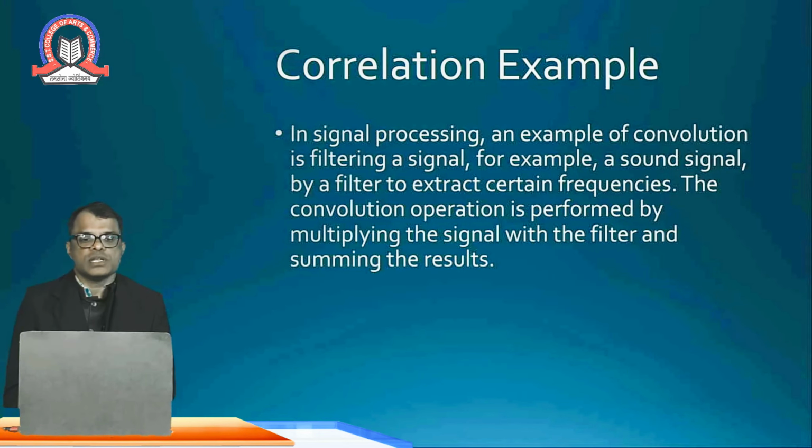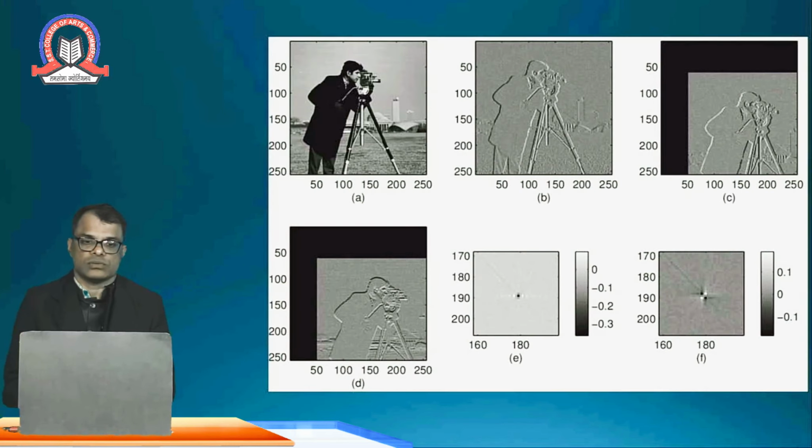In signal processing, an example of convolution is filtering a signal. For example, a sound signal is filtered to extract certain frequencies. The convolution operation is performed by multiplying the signal with the filter and summing the result. This is one more example for convolution. Now I will show you the example for correlation. So this is how the correlation is done with the image. So you can see the edges are detected in this final output.